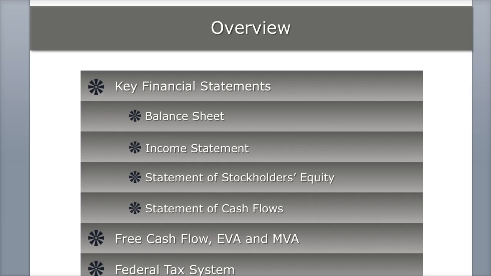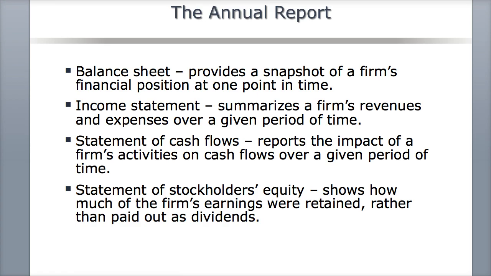we're first going to look at the key financial statements: balance sheet, income statement, statement of stockholders' equity, and statement of cash flow. Then we will look at the free cash flow, economic value added, and modified value added. And then we'll look at the federal tax system. So let's first start with the four financial statements that make up the bulk of the annual report.